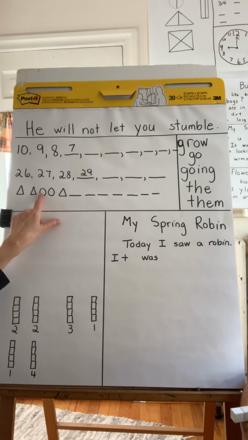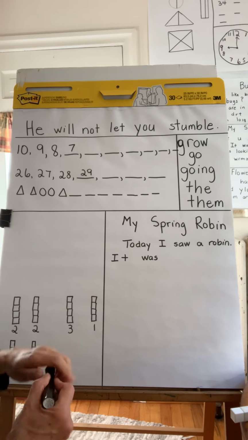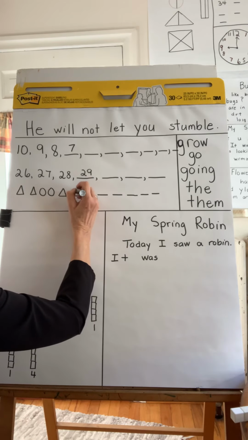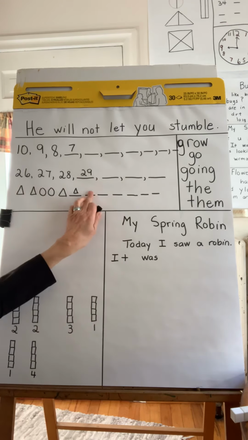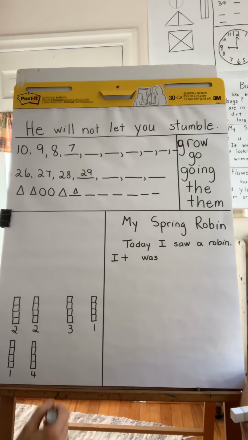Triangle, triangle, circle, circle. That's our pattern. Triangle, triangle, circle, circle, triangle. Yes, triangle. And then circle, circle. So you finish that pattern too.